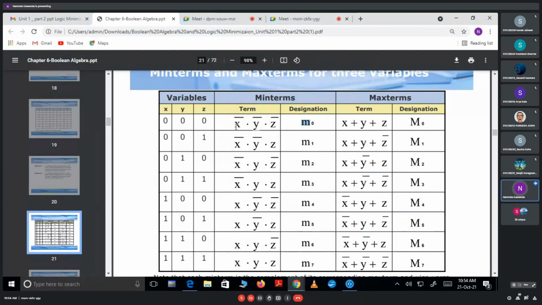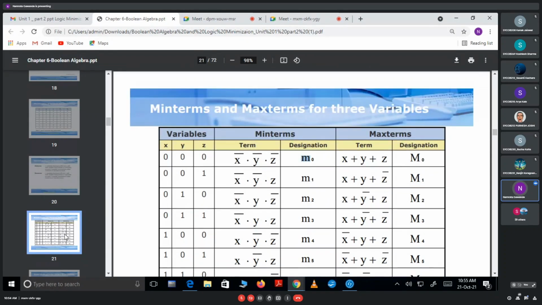So min terms are nothing but the product of the variables, where 0 is considered as a bar and 1 is considered as a no bar. Versus in the max term, it is the addition, the summation of the variables, but here 1 is considered as a bar, and 0 is considered as a no bar. So this representation is written in terms of this.